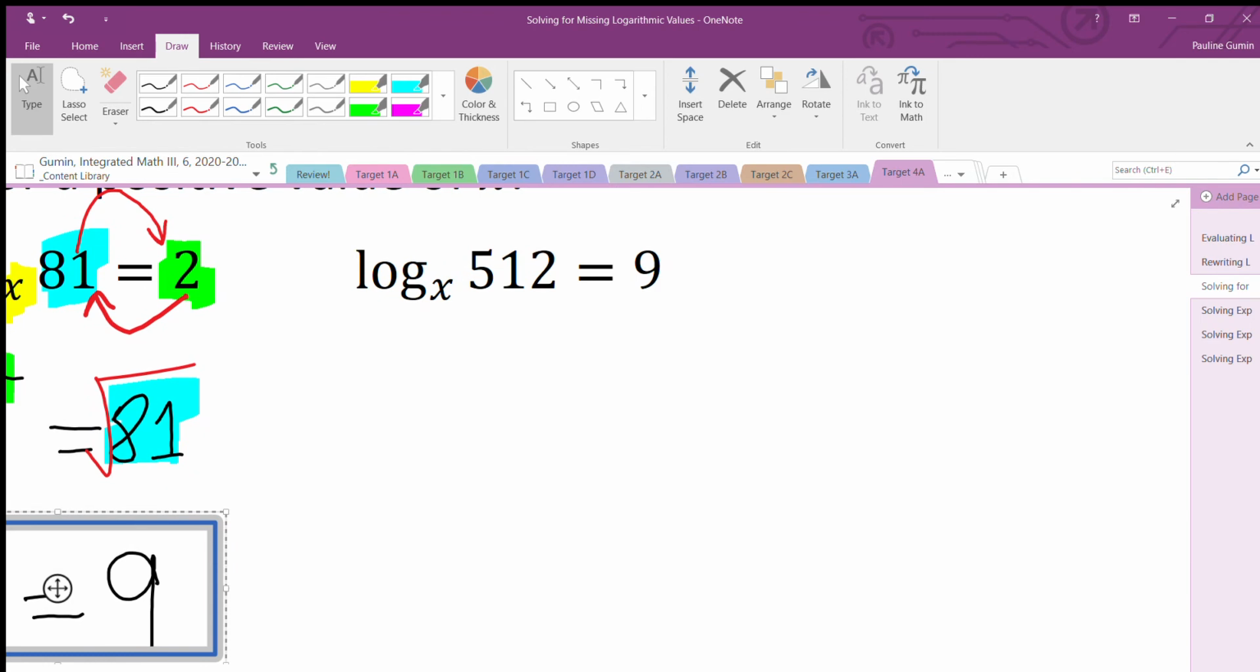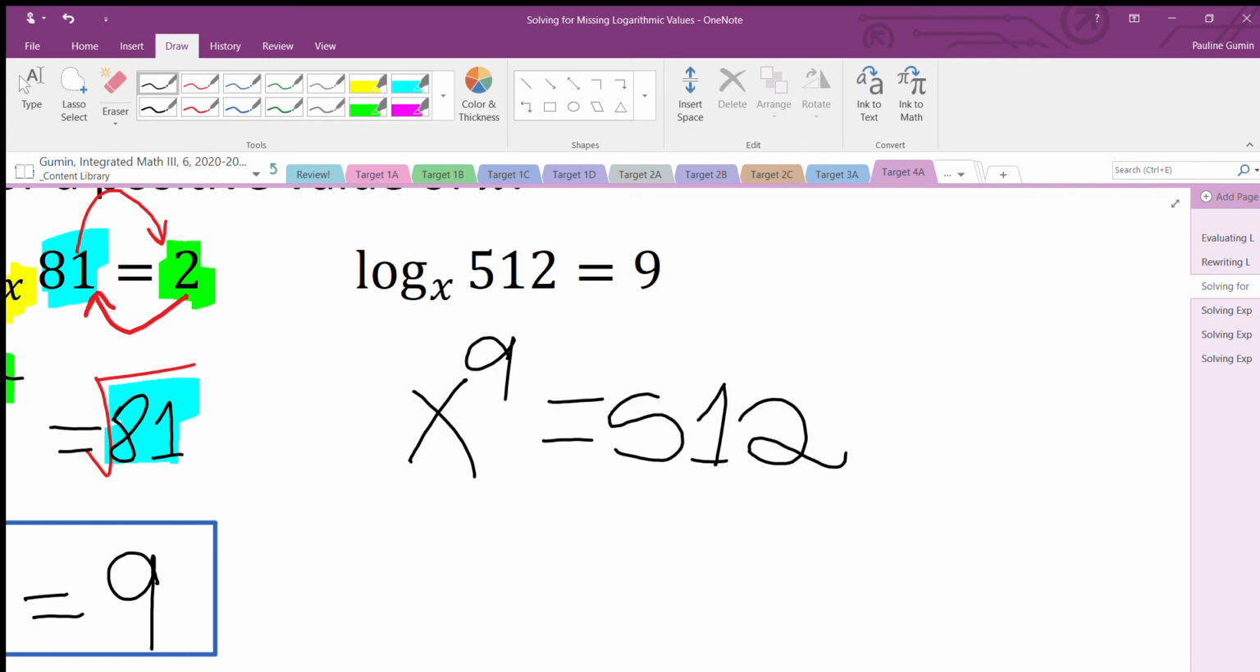Okay, let's continue. Log base x of 512 equals 9. Again, we cannot enter this into a calculator. So, let's rewrite this as an exponent. x to the power of 9 equals 512. Again, the base of my logarithm is the same as the base of my exponent. Okay, and then I followed that clockwise rotation. 512 went on that side of the equal sign, and the 9 went with the base.